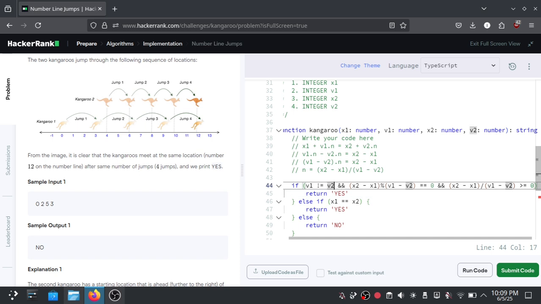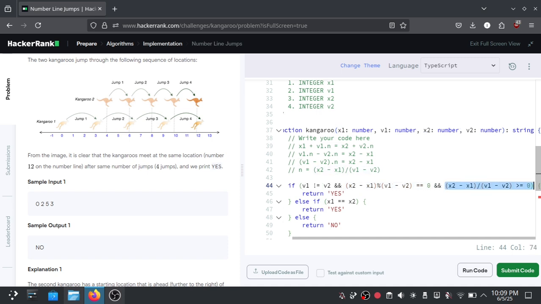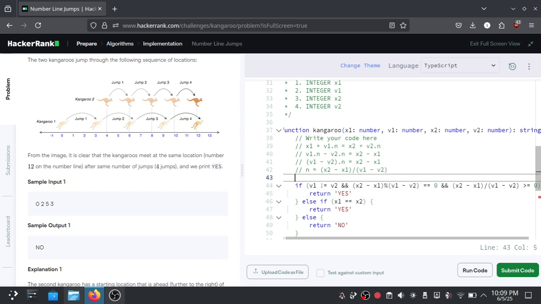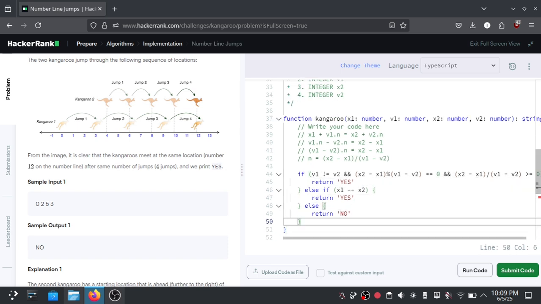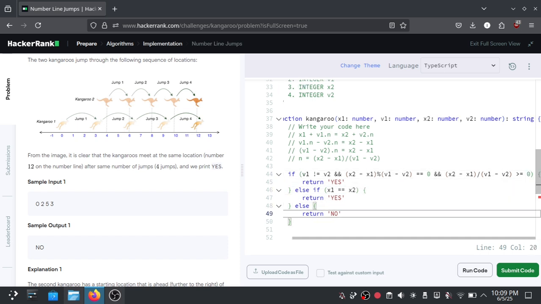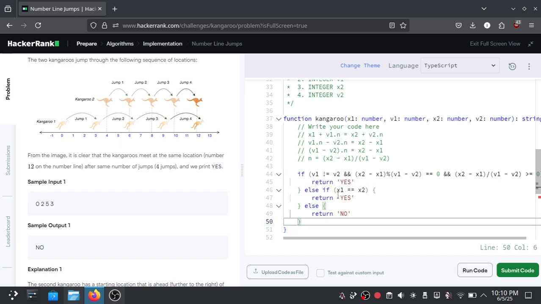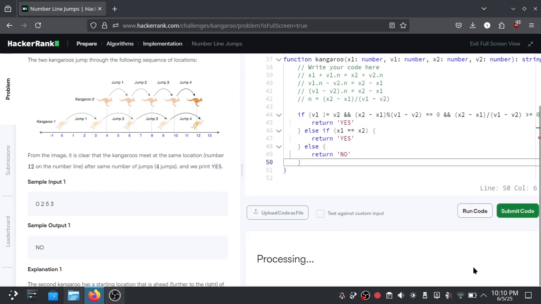which means if they have the same pace, or if they have a floating number meeting point, or if they are at a negative meeting point. And this if else clause alone already covers most of the edge cases. And then let's run the code to see if it works.